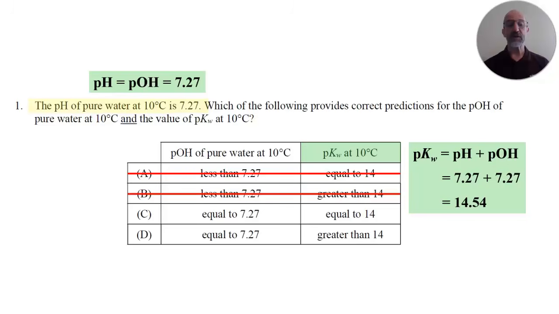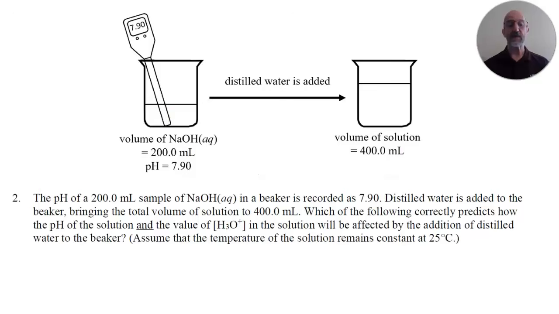So the correct answer to question 1 is choice D. The pOH of pure water at 10 degrees Celsius is equal to 7.27, and the value of pKW at 10 degrees Celsius is greater than 14. All right, well, hopefully those answers and explanations make sense to you. Now let's go ahead and take a look at question 2.